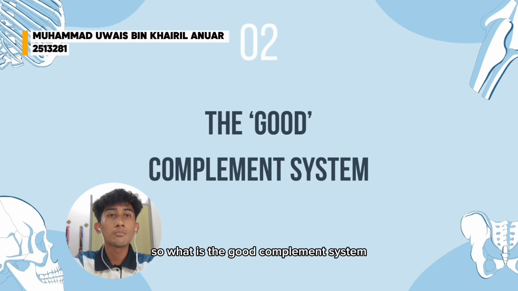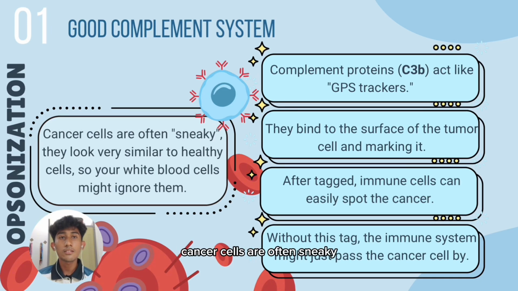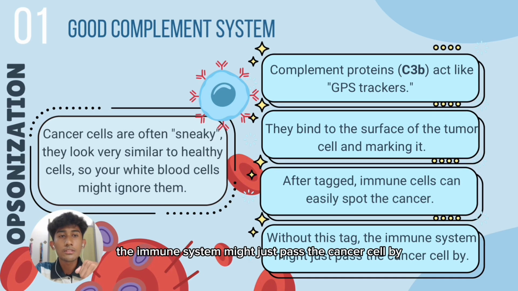So, what is the good complement system? The first one is opsonization. Cancer cells are often sneaky. They look very similar to healthy cells, so your white blood cells might ignore them. So, how does it work? First, complement proteins like C3b act like a GPS tracker. They bind to the surface of the tumor cells and mark them. After being tagged, immune cells can easily spot the cancer. Without this tag, the immune system might just pass the cancer cell by.